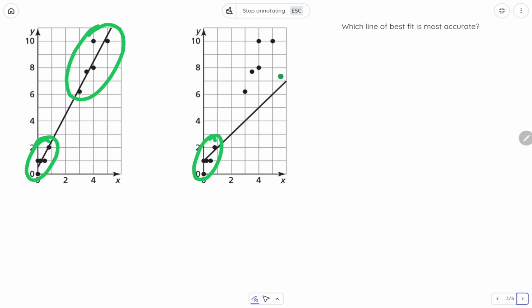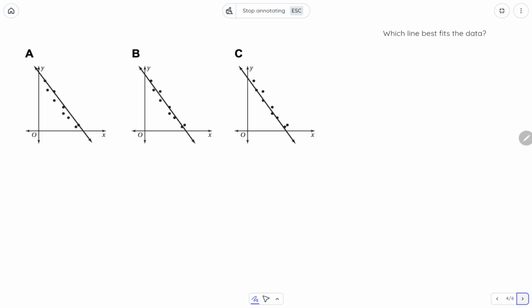So the one on the right is not following the trend of the data. The data has a line that should be a lot steeper. So this has a smaller slope than this one. The one on the left has a bigger slope than the one on the right. So this one is a more accurate line of best fit because it follows the trend of the data and it goes through the middle of the data.